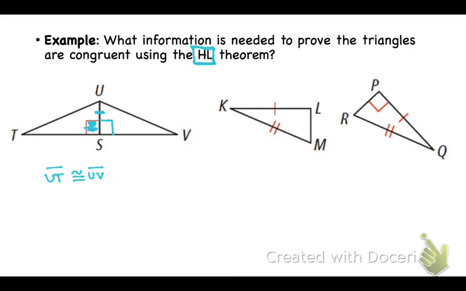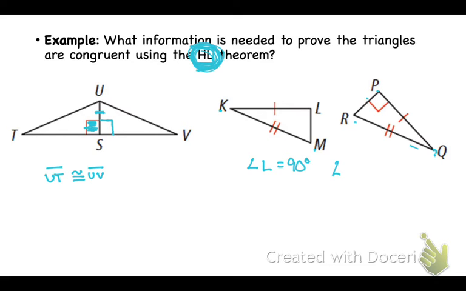Okay, you guys want to try the next one on your own? No? Okay. So I'm using hypotenuse leg, yes? Well, I know that KL is congruent to PQ. And I know that MK is congruent to RQ, and I know that QR is a hypotenuse. I need to know that angle L is a right angle. So angle L equals 90 degrees.